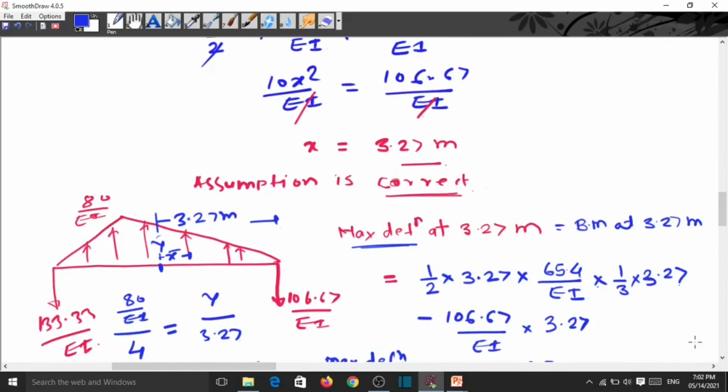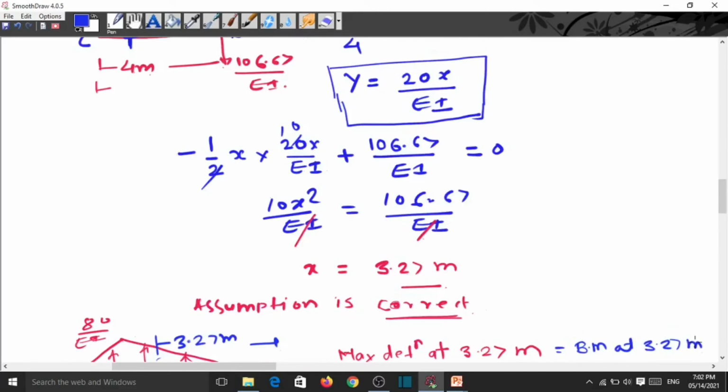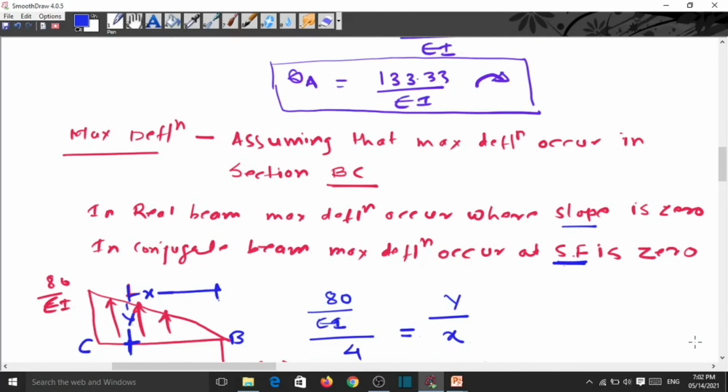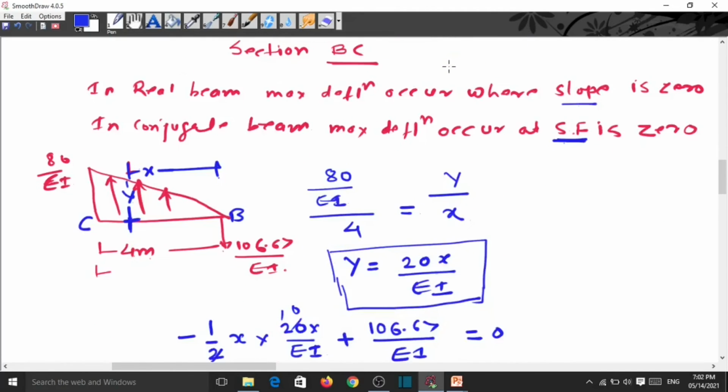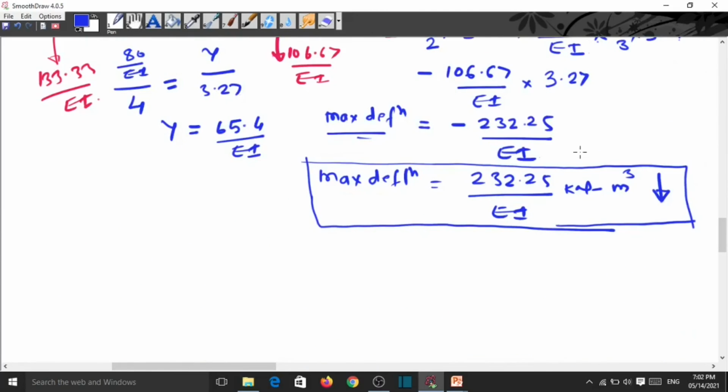And the previous one again, this one is our deflection. This theta is the slope at A, and this is the maximum deflection. Thank you.